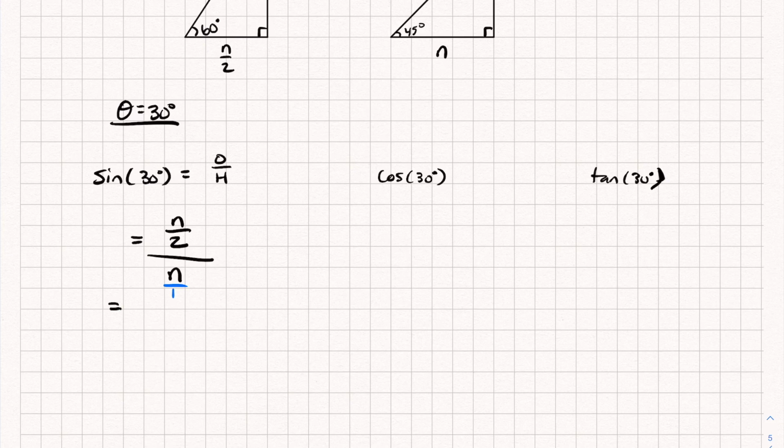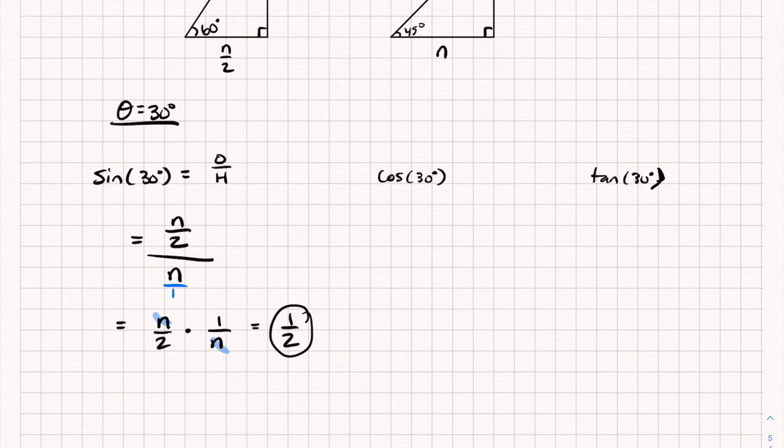So we can incorporate our keep, change, flip. So keep n over 2, change it, and flip it. And this gives you a better sense that the n's will cancel because I have an n up top and an n on the bottom, so they'll negate each other. And when I then multiply these out, I get 1/2. So sine of 30 degrees is 1/2.